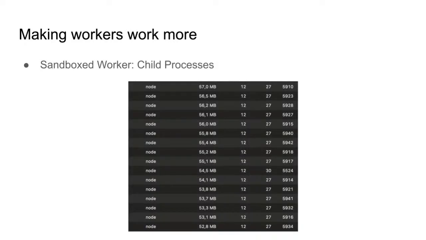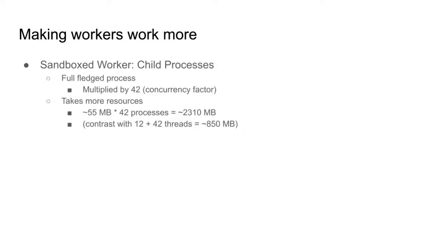Looking closer at them, each process will have around 55 megabytes and 12 threads each. So that's quite a lot. If we do some calculations, 55 megabytes times 42 processes, we will be taking 2.3 gigabytes, in contrast with the idle state of 850 megabytes using threads. But that's the cost of having a full-fledged Node.js process with all the infrastructure available for the work to be done. So those are the alternative approaches that we have.